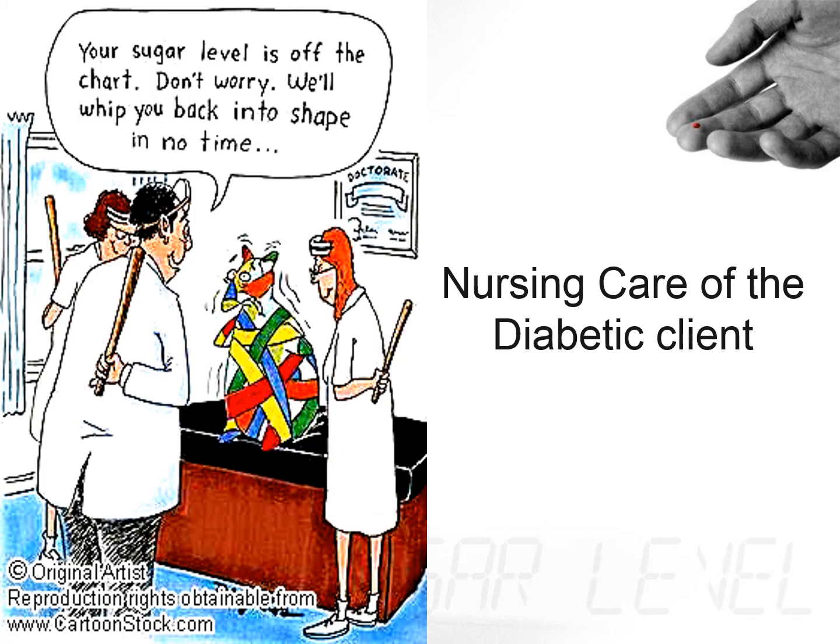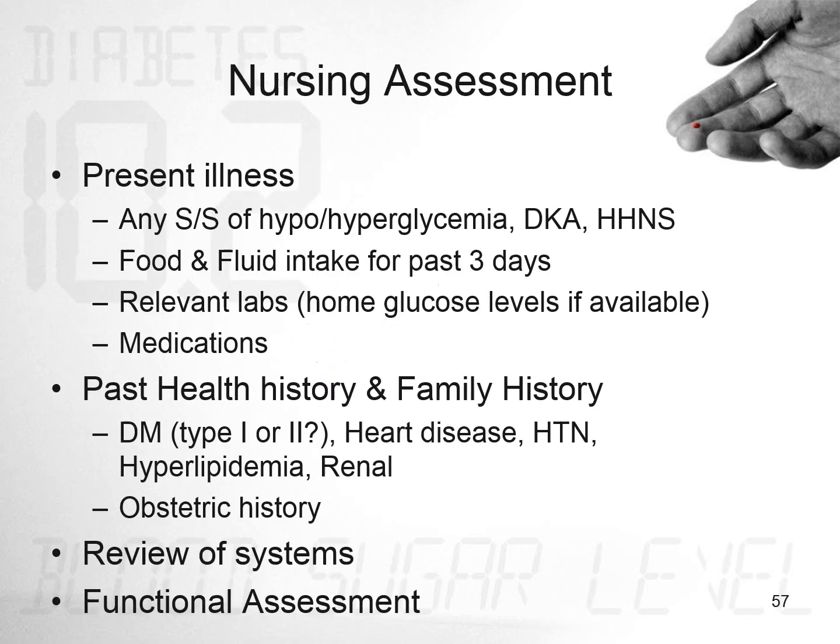So, nursing care of the diabetic patient. Of course we're going to ask them if they've had any signs and symptoms of hypoglycemia or hyperglycemia. We're going to assess for symptoms of DKA or HHNS. We're going to ask them about their food and fluid intake over the past 3 days. And then we want to see any home glucose levels if they're available. If they've been checking at home, we want to see patterns there. And we want to ask them about their present medication regimen.